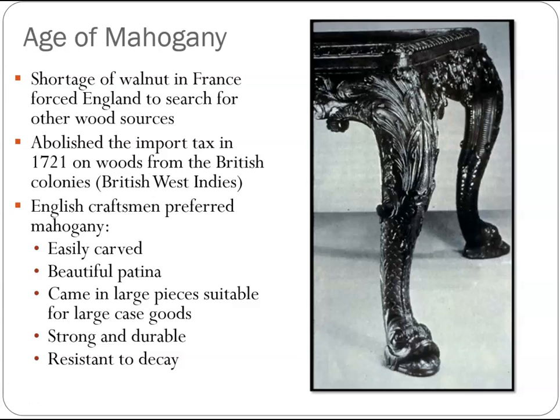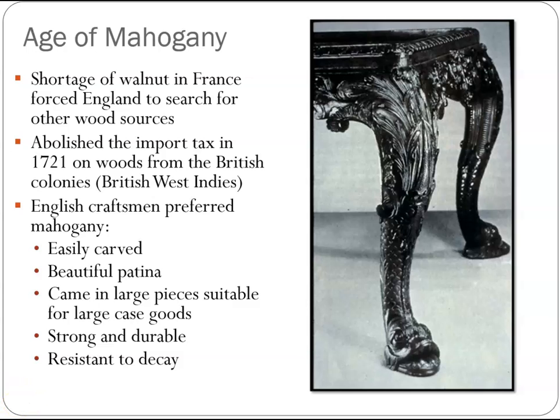A shortage of walnut in France forced England to search for other wood sources. So they abolished the import tax in 1721 on woods from the British colonies, which was mainly the British West Indies, and we move into the age of mahogany.